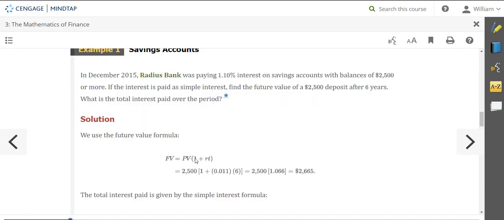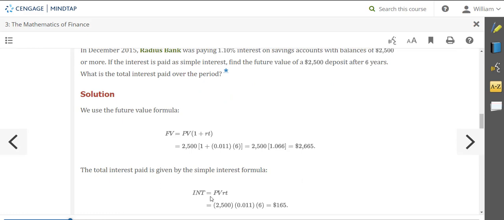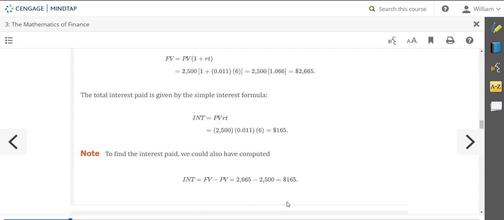So to find the future value, we can use this formula. We put in PV equals 2,500. R is 1.1%. T is 6 years. We put that in there. We get that. Now if we want to find the interest, it's just the PVRT, just like we said. It's 2,500 times the interest rate times the number of years. That's $165. And we could have also calculated the interest as the future value minus the present value, right?